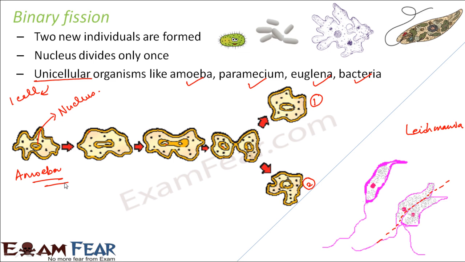So here the splitting can happen along any plane, and the entire process of fission starts with the expansion of the nucleus. So the nucleus expands and finally divides into two parts, and then the two daughter cells are formed. And this type of binary fission generally happens under favorable conditions. So when the conditions are favorable, only then binary fission takes place.